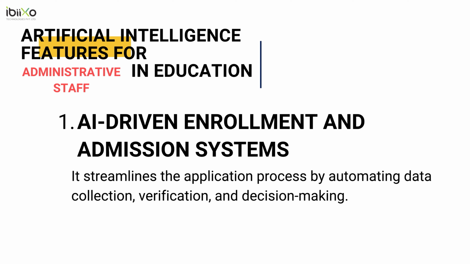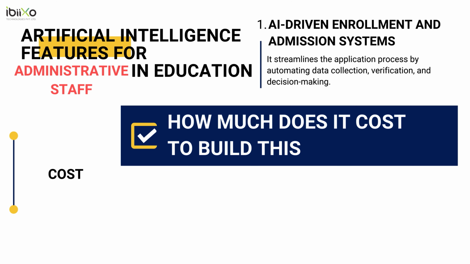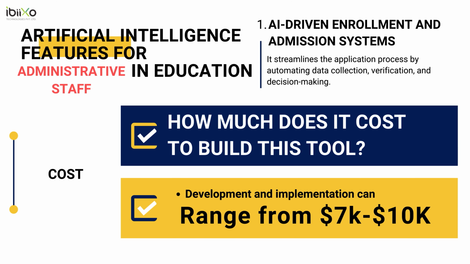The first one in the list for the administrative task is AI-driven enrollment and admission system. It basically streamlines the application process by automating the data collection, verification and decision making. This would roughly cost you around $7,000 to $10,000.